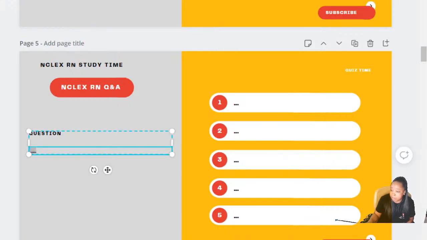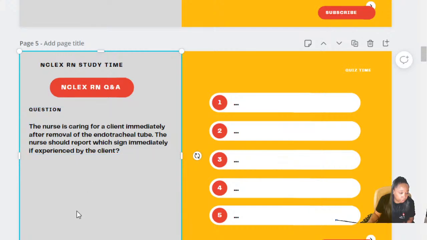So let's go to the next one. Next question. Okay. The nurse is caring for a client immediately after removal of the endotracheal tube. The nurse should report which sign immediately if experienced by the client. Okay, you know what the endotracheal tube is? We also call it ET tube.